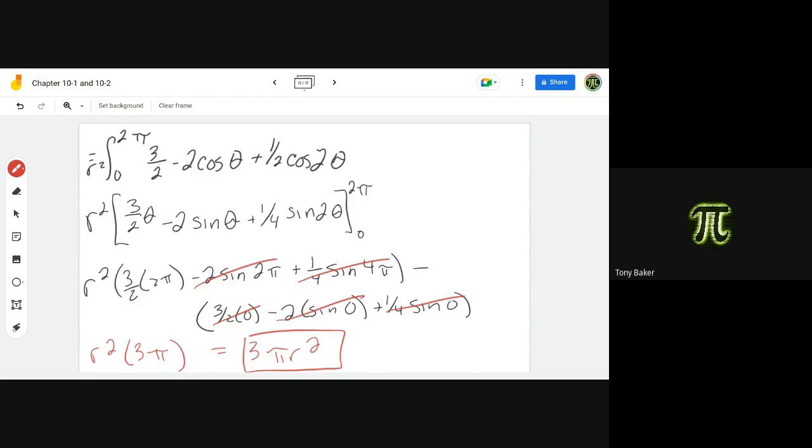So for any value r, basically the area under one arch of a cycloid is 3 pi r squared. Always. And if I wanted 2 of them, I would just multiply that by 2. If I wanted 3 of them, I would multiply it by 3.